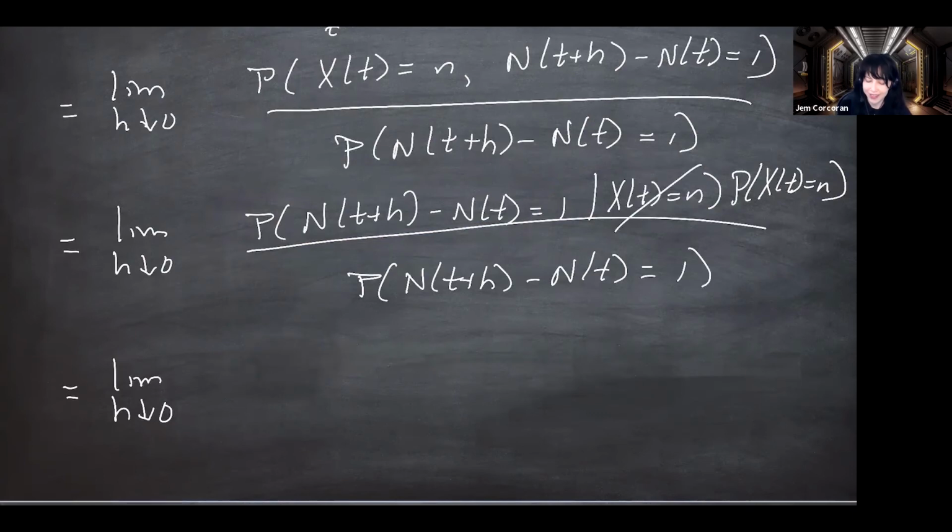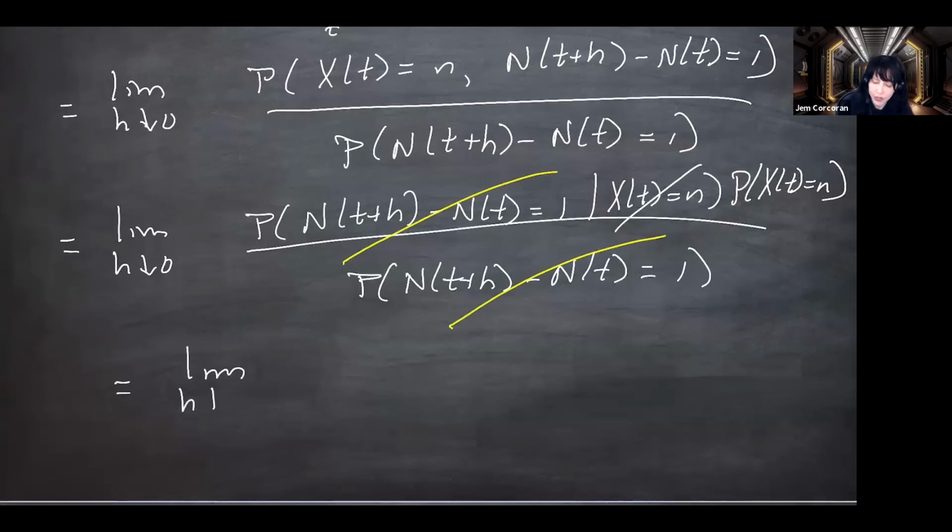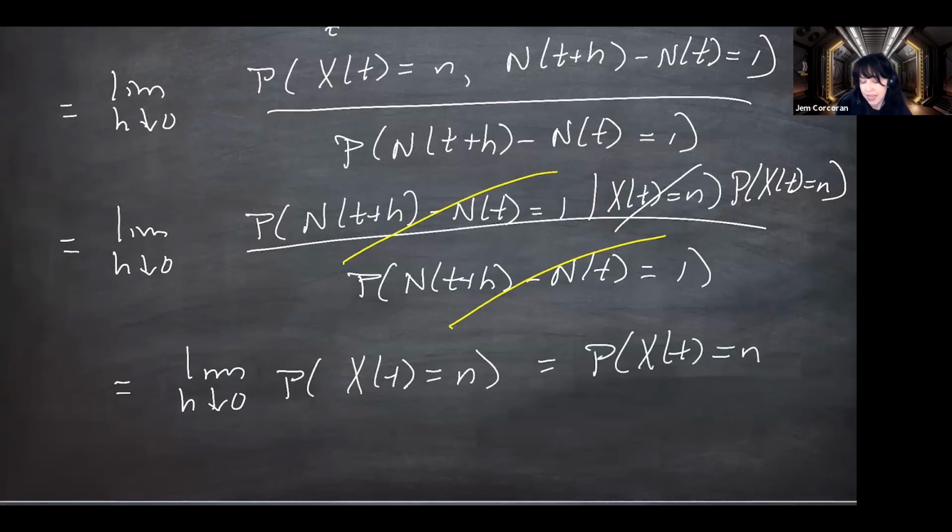Let me not even write that. I get to drop that because the arrival process really has nothing to do with the current state of the system. And once I drop that, then I can cancel this probability with this probability, and we end up with the limit as h goes down to 0 of the probability x of t is n. And there's no h there, so this is just the probability that x of t is n. This is the probability for the continuous time system. And if you let t go to infinity, that's actually pi sub n, the stationary distribution.